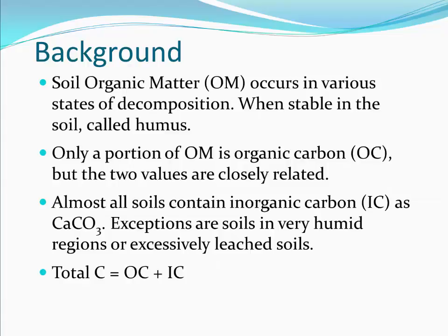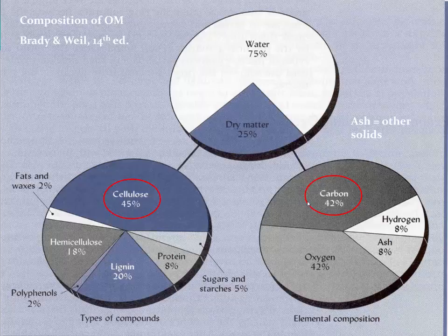So essentially, total carbon is composed of the organic carbon fraction and the inorganic carbon fraction. So now we have some terms laid out, and that allows us to proceed with the rest of the talk. Well, let's take a look at the composition. Now, a lot of the figures in today's talk are taken from Brady and Weil, the 14th edition of the Nature and Property of Soils.